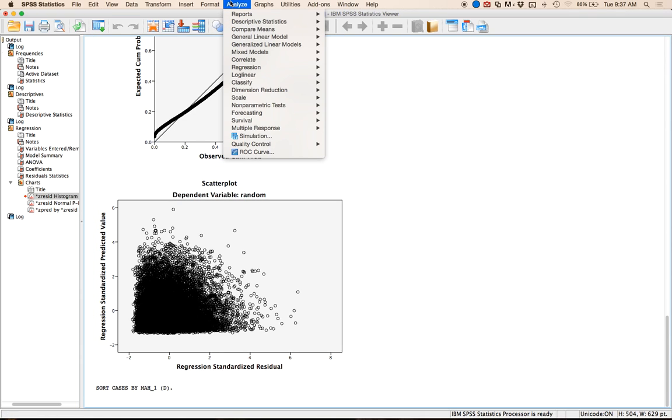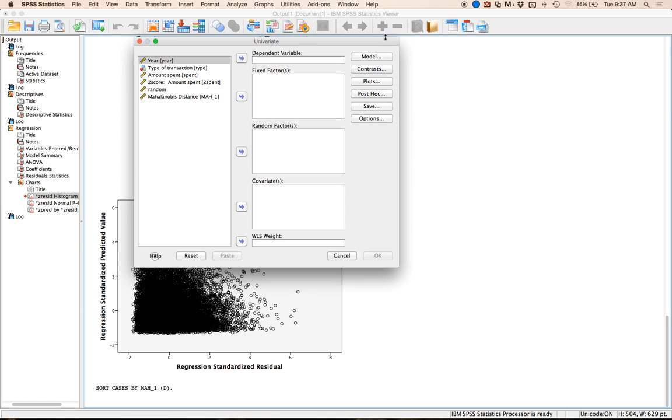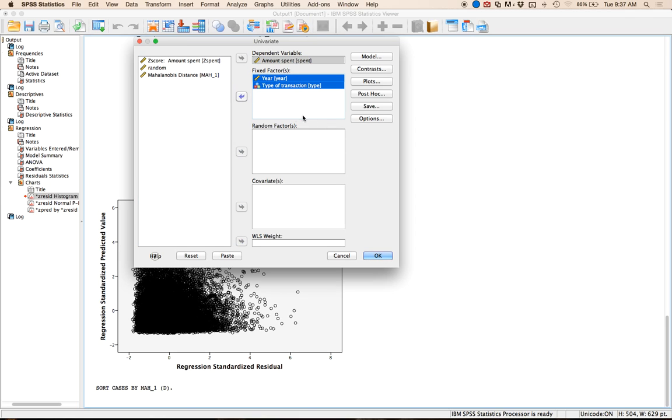Okay. So analyze, general linear model, okay. And it's still univariate. Remember, this should be labeled between subjects for 1 DV. I'm going to stick my amount spent in the dependent variable and my 2 IVs into fixed factors. Okay, so nothing into random factors, and covariate is ANCOVA.